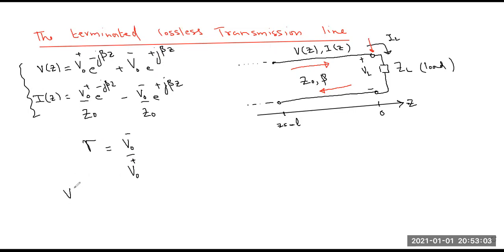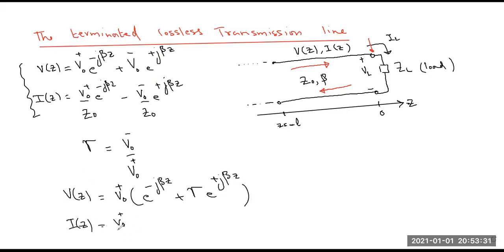So in terms of reflection coefficient, these two equations can also be represented in this manner. So voltage V of z can also be represented in this form, that is V naught plus times e minus j beta z plus reflection coefficient e plus j beta z. And current can be represented as V naught plus divided by Z naught times e power minus j beta z minus reflection coefficient e plus j beta z.